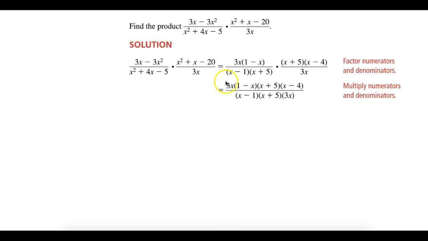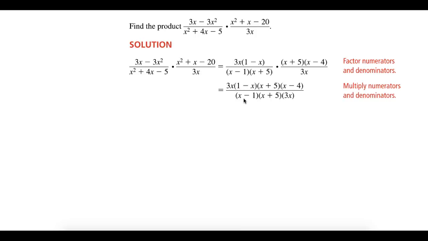Now, we've got 3x and 3x. We know we can cancel that out. X plus 5, we know we can cancel those out. X minus 4, we're not going to be able to cancel that. There's nothing else that is going to cancel. Now, we've got 1 minus x on top and x minus 1 on bottom.